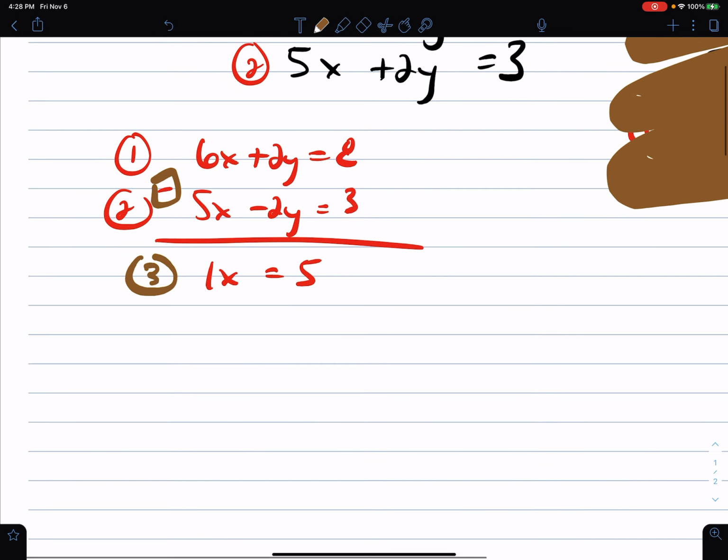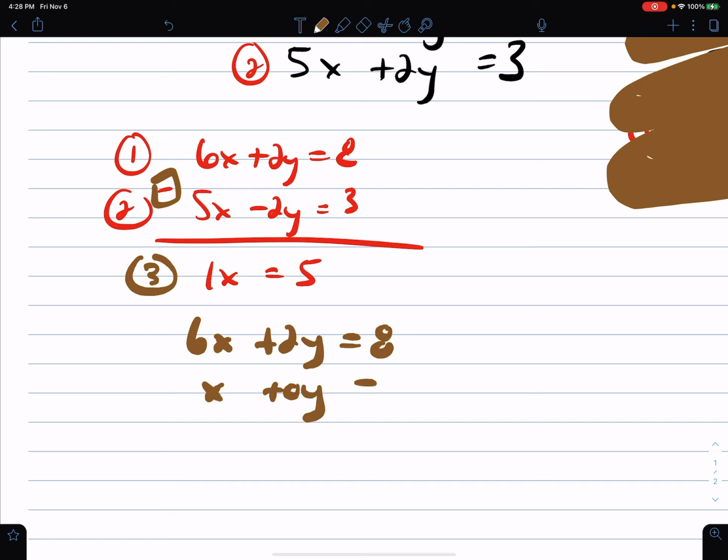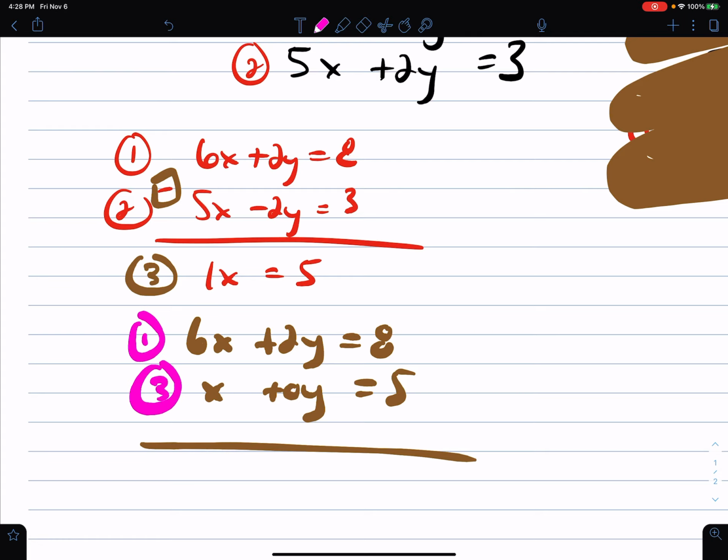And once I get that equation, I'm thinking, okay, well if 2x plus 2y is equal to 8, and I know that x and no y's is equal to 5. Well, this is a new system, right? And this new system is still going to give me the same answers. I've used my first original equation, and I used this new one that I got by combining another one.